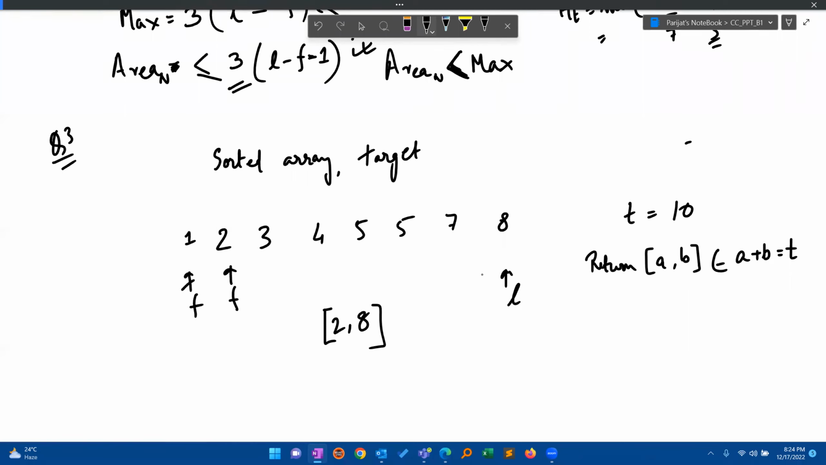Okay. If the question was that you have to return all possible pairs, how would you solve it? Only pairs. So now the question becomes a bit different. You have to return an array of arrays, or a list of lists. Return a list of pairs that add up to target.